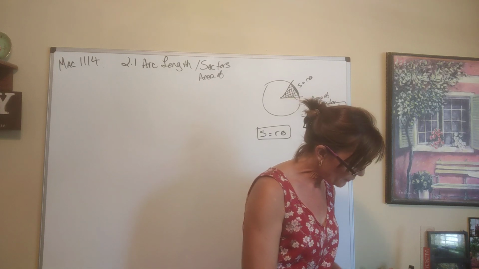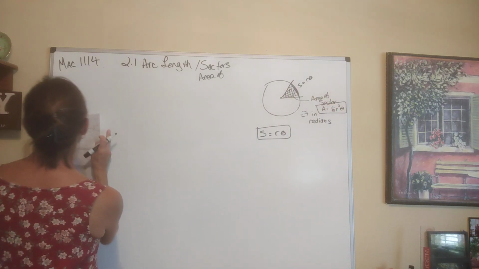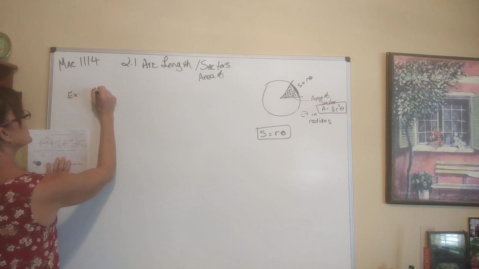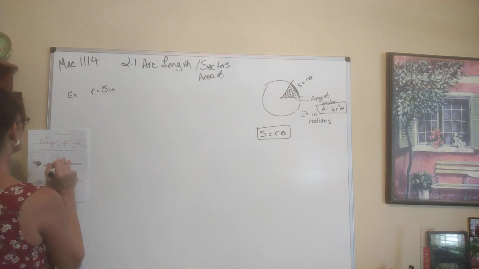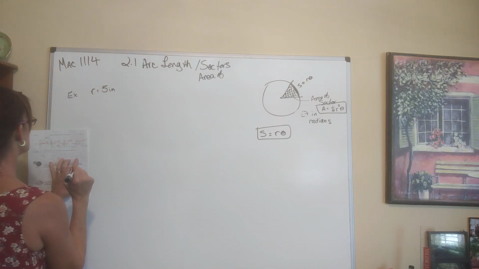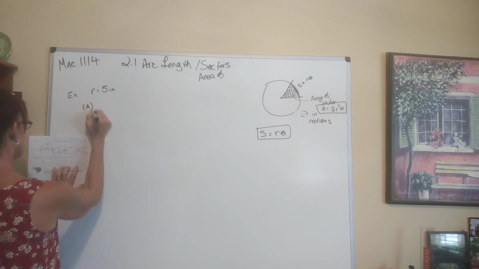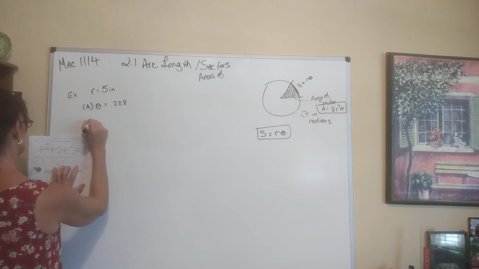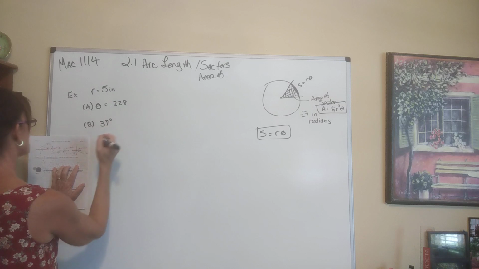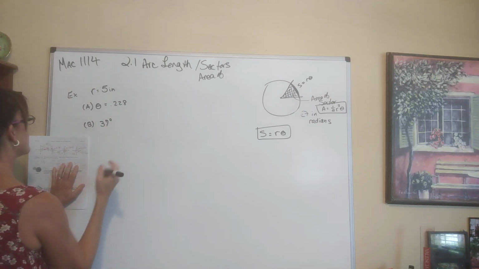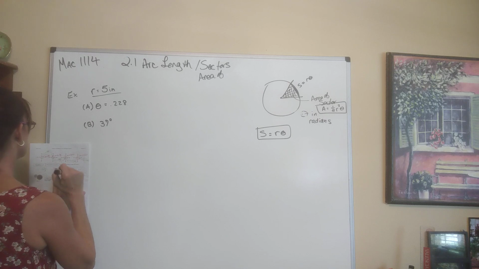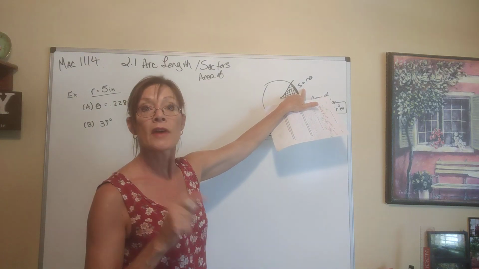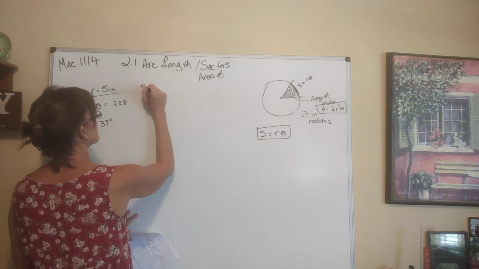The first example that we have says: in a circle of radius 5 inches, the radius is 5 inches, find the length of the arc subtended by a central angle of A, theta is 0.228, and B, 37 degrees. So the job here is to find the length of the arc. Find the arc length. Find S. S is equal to what?